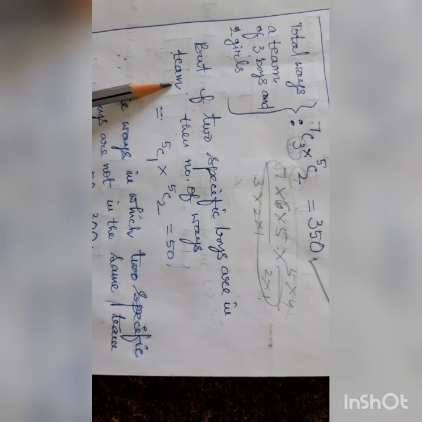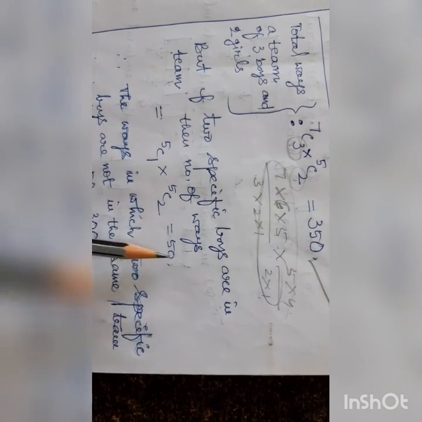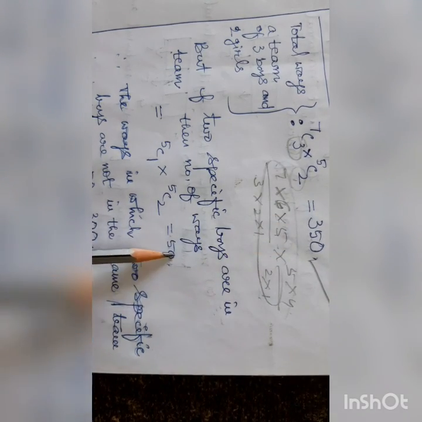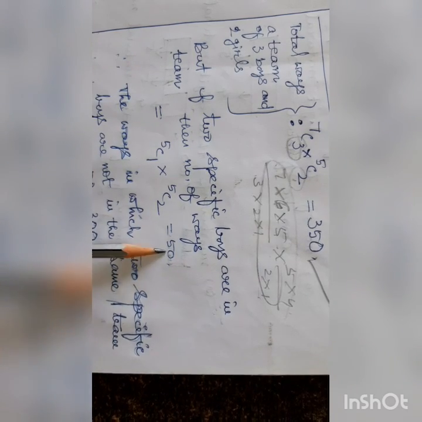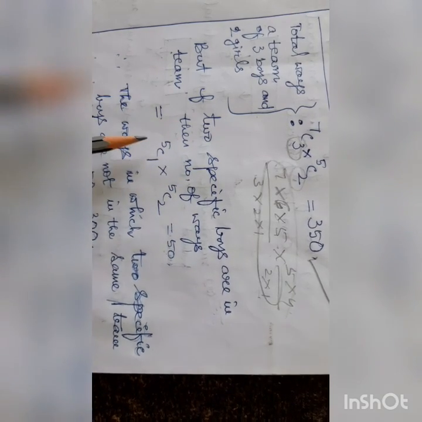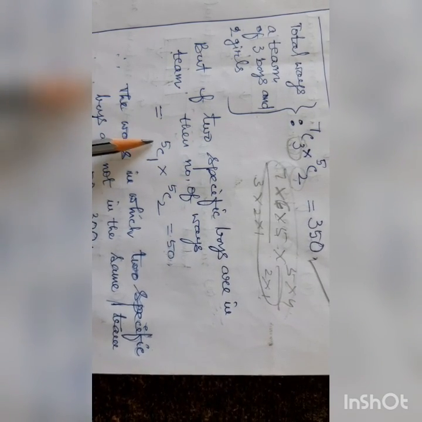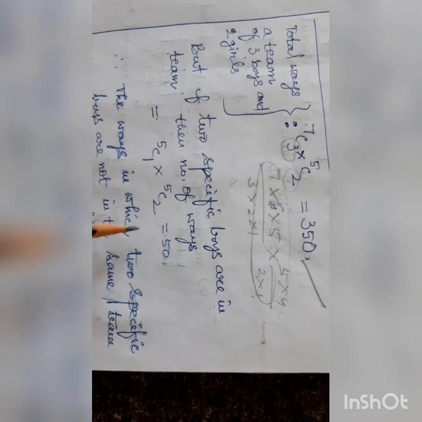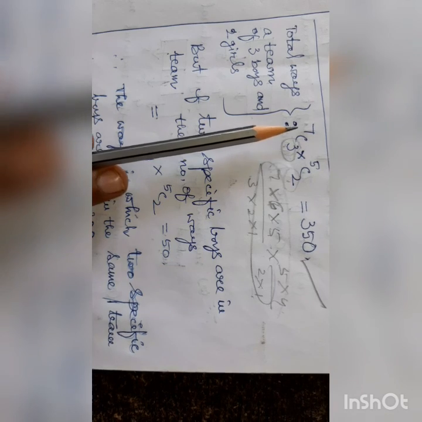We will subtract the cases where two specific boys are in the team, out of 350. So we will get the count where the two specific boys A and B are not together in the team. Now, if two specific boys are on the team, how many boys will be there? Here there will be 7 boys.